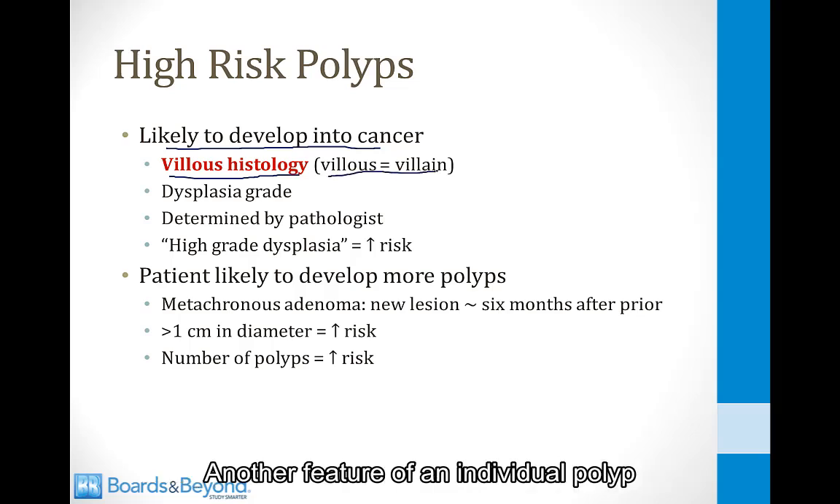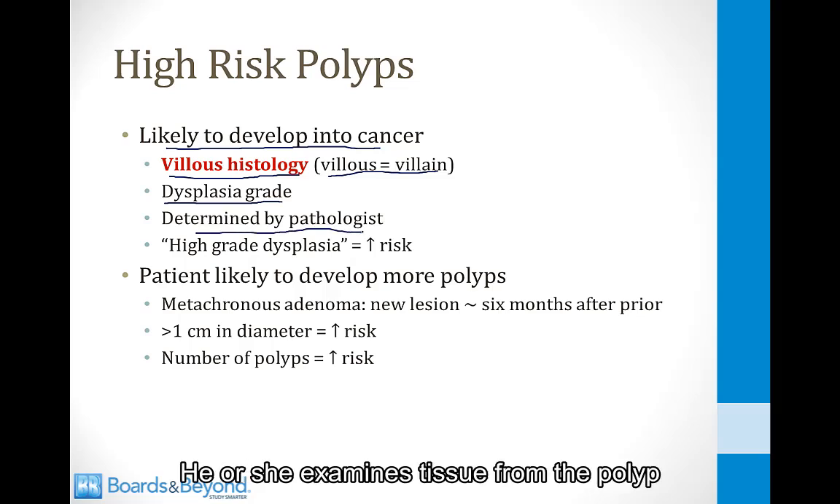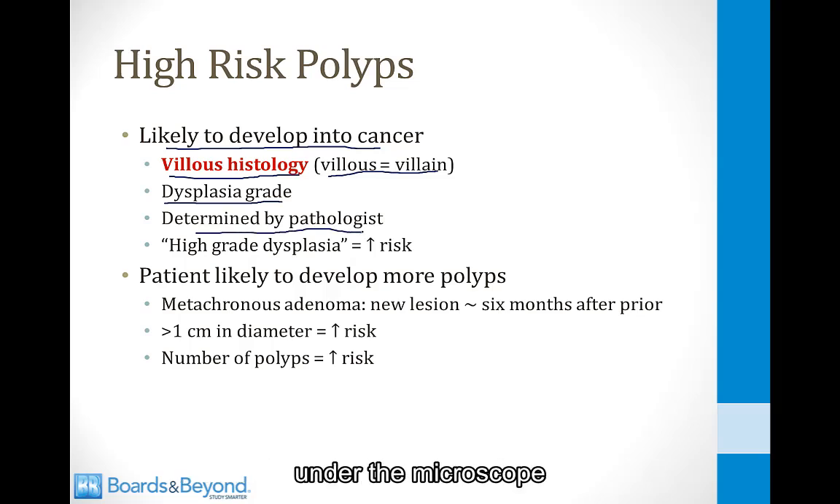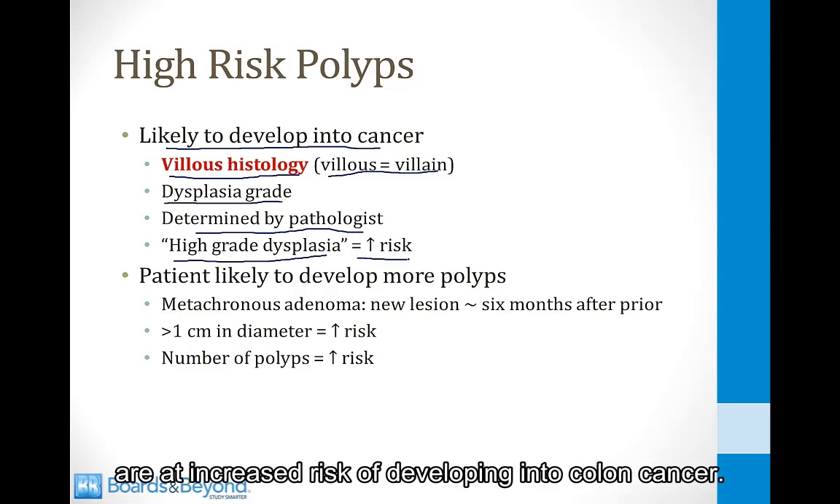Another feature of an individual polyp that indicates a higher risk of developing into colon cancer is the grade of dysplasia. This is determined by a pathologist. He or she examines tissue from the polyp under the microscope and assigns a grade of dysplasia based on how much dysplasia is seen, and polyps that have high-grade dysplasia are at increased risk of developing into colon cancer.